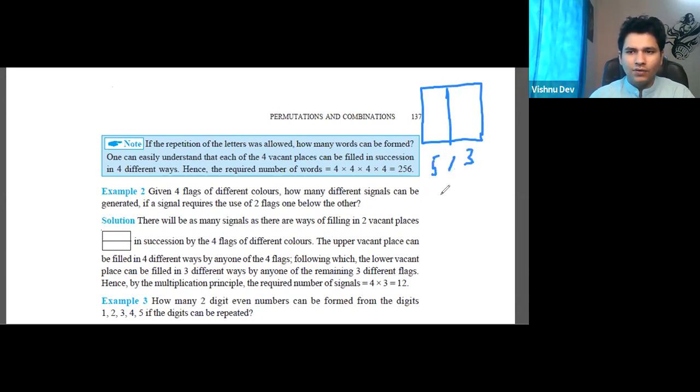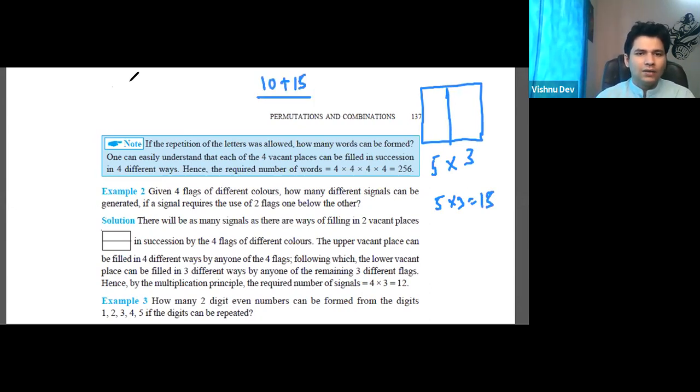Sir, 3 options into 5 options for the 10 digit, and 5 options for the 15 digit. 5 into 3 is 15. So the total number of digits would be what? 10 even plus 15 odd. Yes or no? Right? Yes, sir.